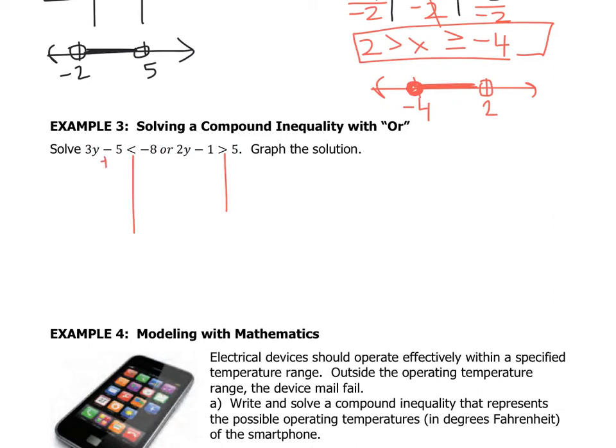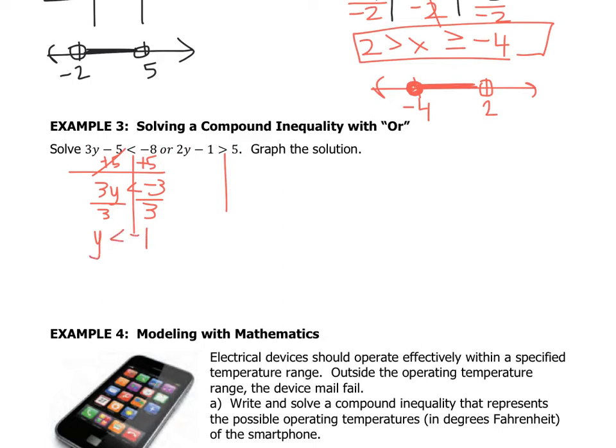So add 5, add 5. I get 3y is less than negative 3. Divide by 3. I don't need to flip the symbol because I am not dividing by a negative number. So y is less than negative 1.